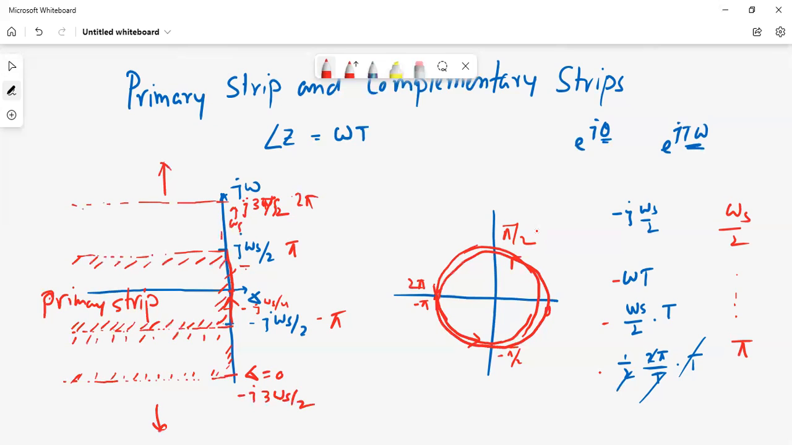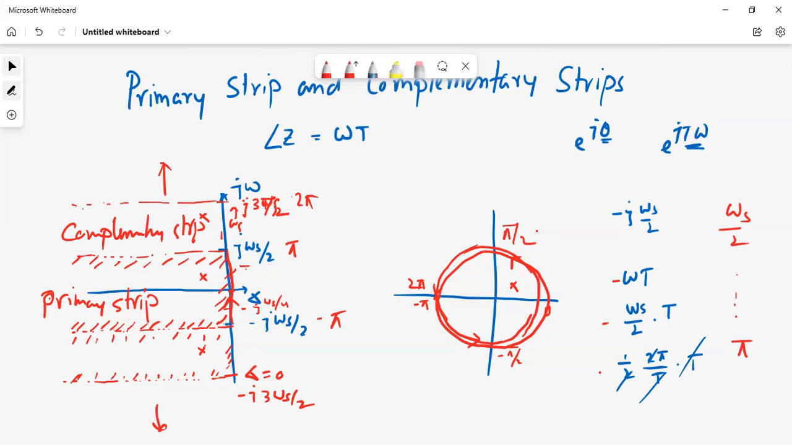Maybe it would have been better if we used another one. So these are called complementary strips. So a pole here and a pole in the same location in the next one, or in this one, they will give the same location in the Z plane, say here. Okay, so this is the primary strip and the complementary strips.